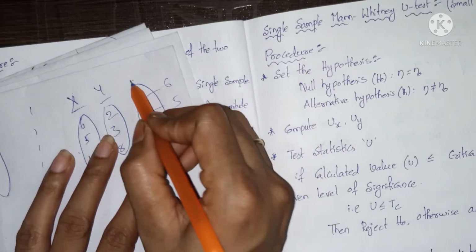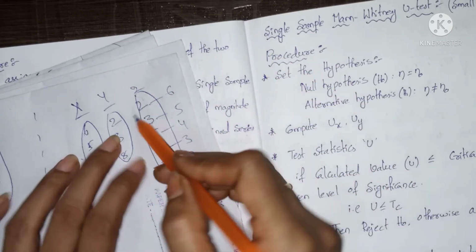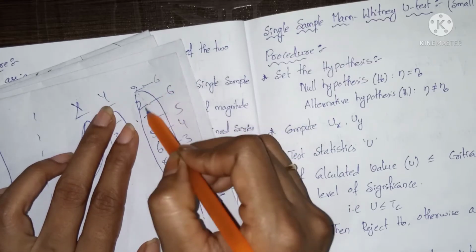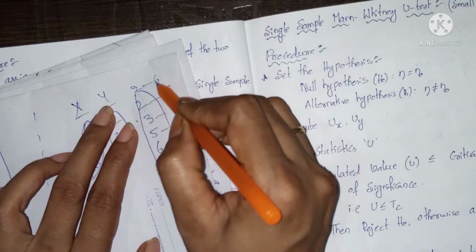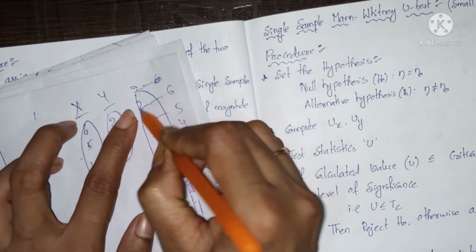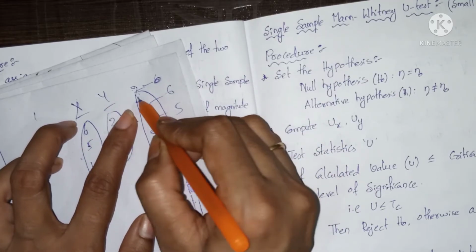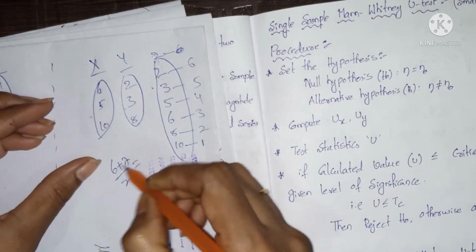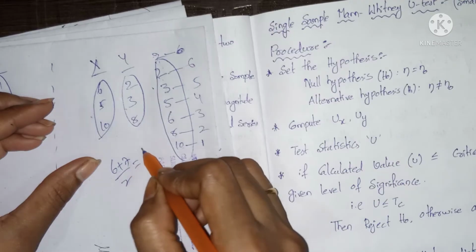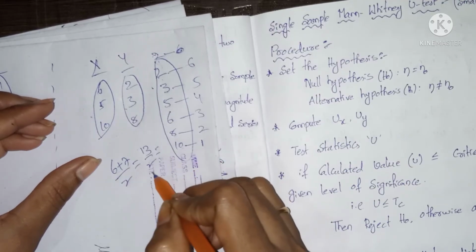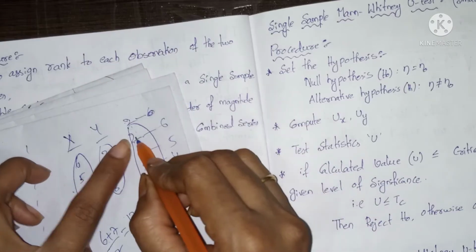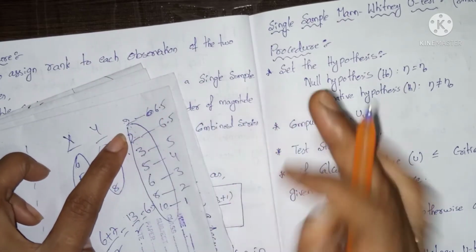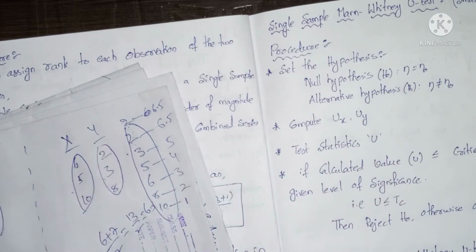For example, if there is another 2, then we have to give the 6th rank to one observation and the 7th rank to the other. At that time we have to find the mean: 6 plus 7 by 2, that is 13 by 2, which is 6.5. So for this 2 we assign 6.5, and for this 2 also we assign 6.5. Like that we assign ranks for the observations.